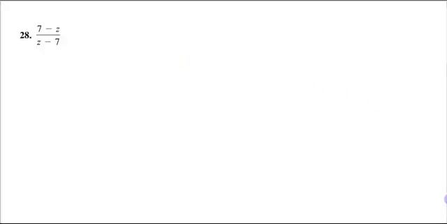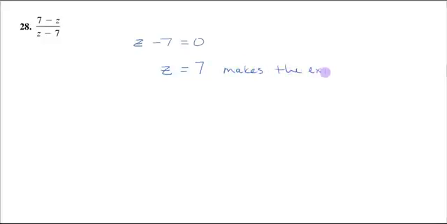Okay, so that was not so bad. Let's try this one. We're looking at the denominator again, and we know that the denominator equaling 0 would make that expression undefined. So we can figure out what it is that makes it undefined. And apparently when z is 7, it makes this expression undefined. What makes the expression undefined? When the denominator is 0. So z equals 7 makes the expression undefined.